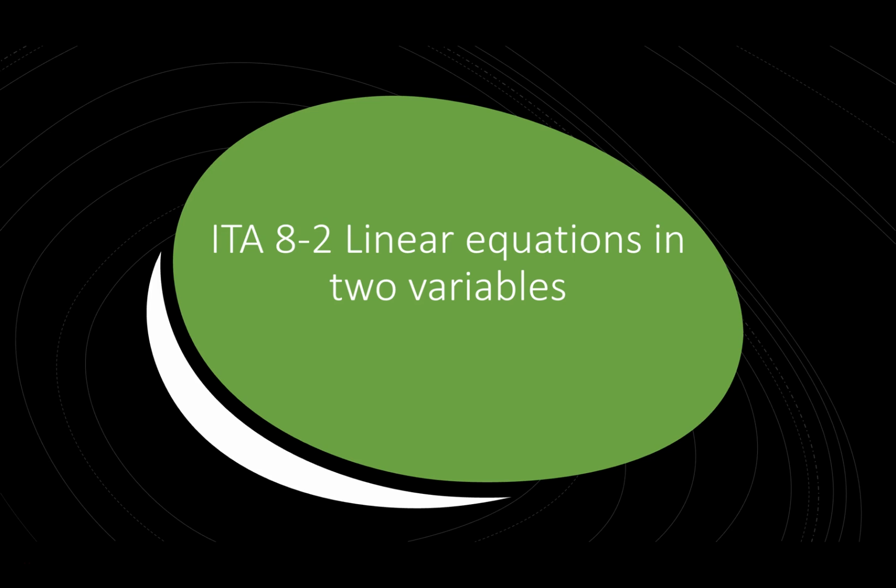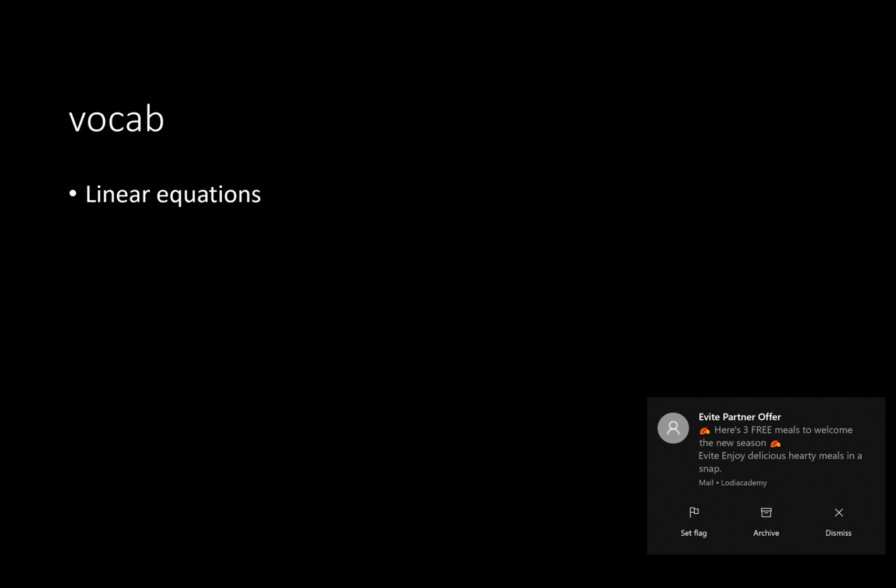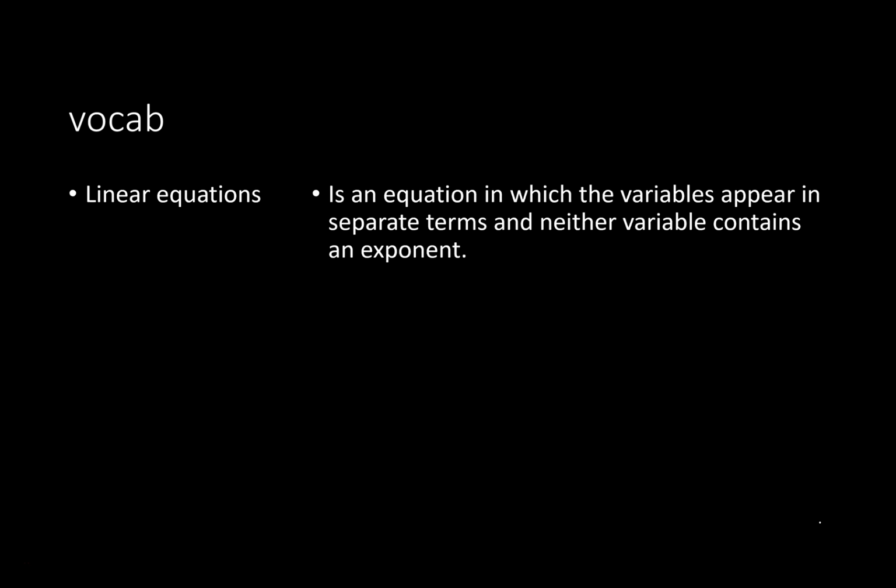All right, 8-2 linear equations in two variables. Let's roll. All right, so we have linear equations as a thing of the day. What is a linear equation? It's definitely not an Evite partner offer. It is an equation in which variables appear in separate terms and neither variable contains an exponent. That's a big key there, is no exponents. Doesn't work that way.